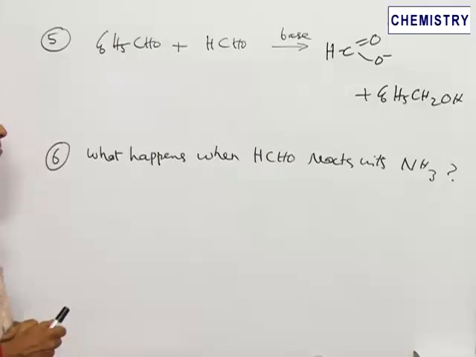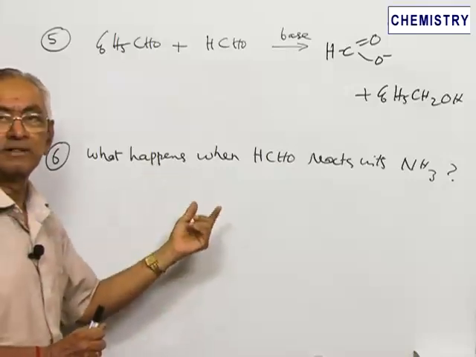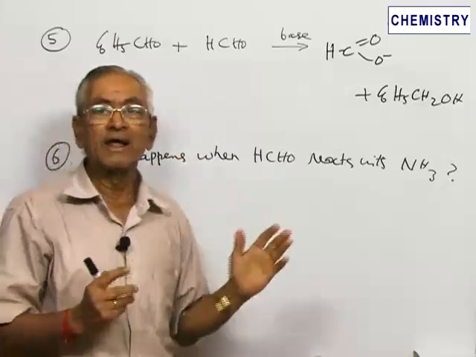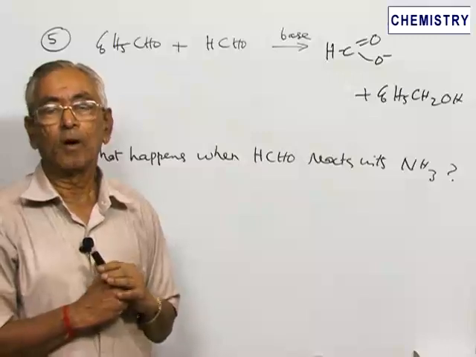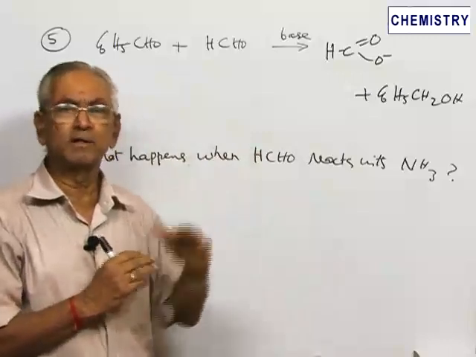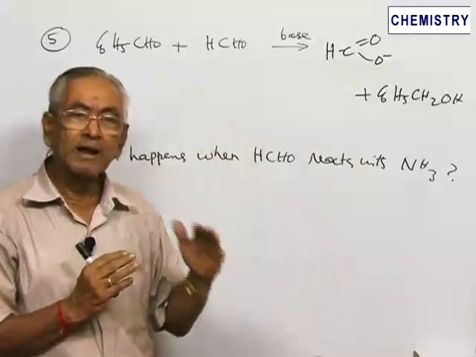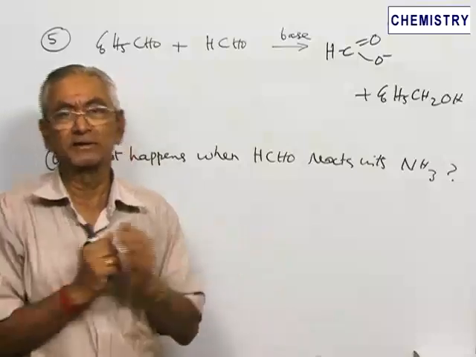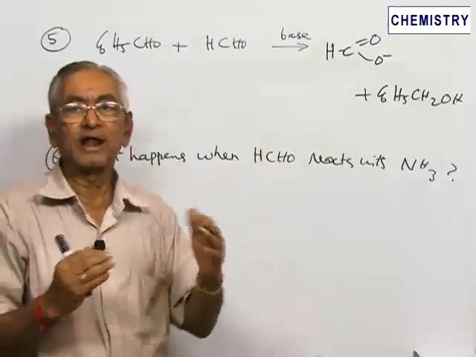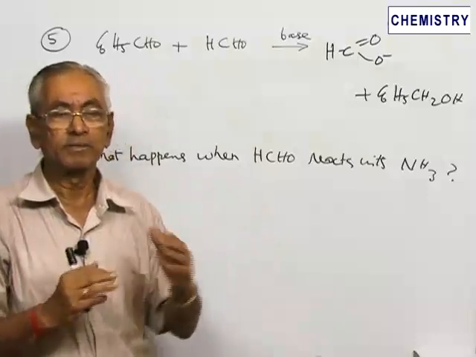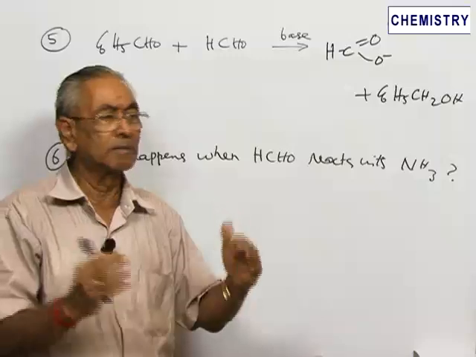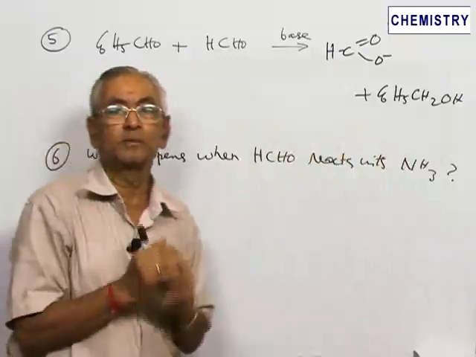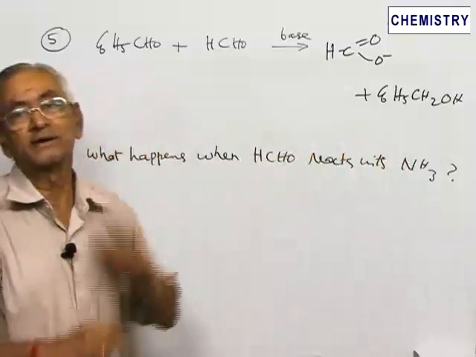Coming to the next question, this is a very simple question, but at the same time a very interesting one. Formaldehyde is a very powerful reducing agent, and all aldehydes other than formaldehyde, on reaction with ammonia, form an adduct called an aldehyde ammonia. Suppose acetaldehyde combines with ammonia, it forms acetaldehyde ammonia. Some other aldehyde will form that particular aldehyde ammonia. It is a sort of addition product. But in the case of formaldehyde, the reaction is something different.